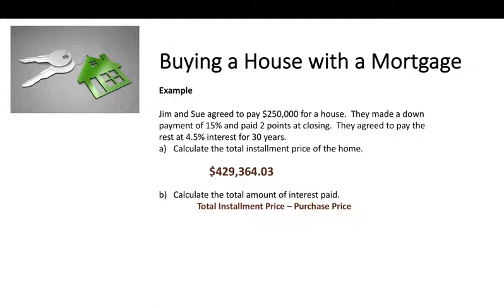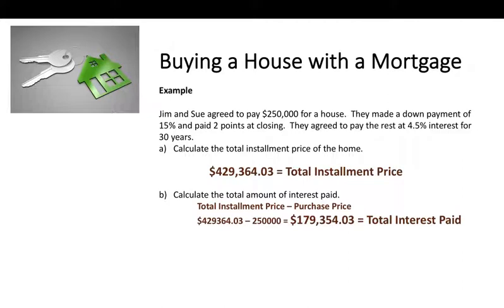So now we want to calculate the total amount paid in interest. So we're going to take this figure and subtract the purchase price. Anything we paid over the purchase price is finance charges. And so the total amount of interest paid, or the total amount of finance charges, is $179,354.03. That's a lot of money, okay? That's just the money that is paid in interest.